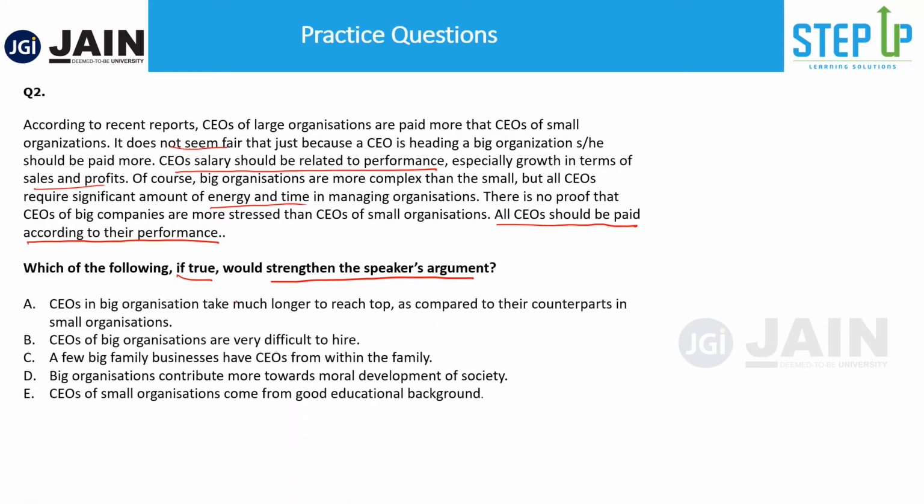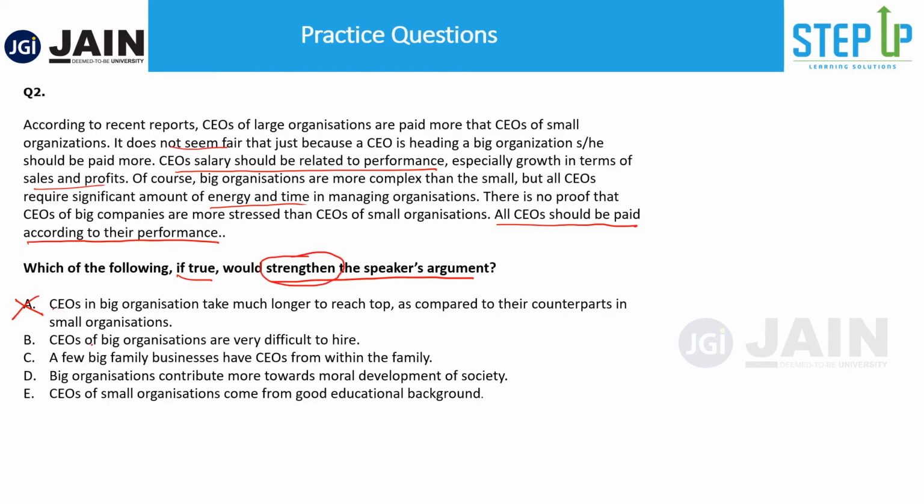CEOs in big organizations take much longer to reach the top as compared to their counterparts in smaller organizations. So again, he's comparing, saying that for CEOs in big organizations it's more difficult, and therefore it's better that they are paid more. But this is not what we are looking for, right? We are looking for something which will strengthen the author's argument, that CEOs of smaller organizations also should be paid well and not just big organizations. This was not in line with the author's argument. We have to strengthen. Always remember the task at hand. We have to support what the author is trying to say.